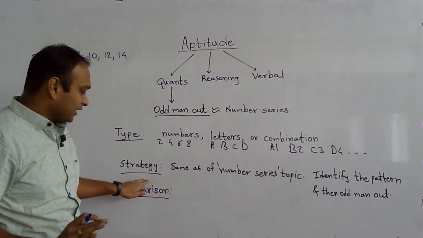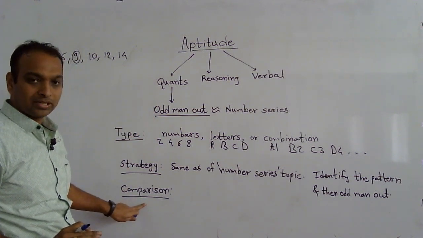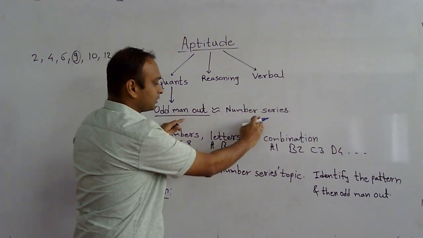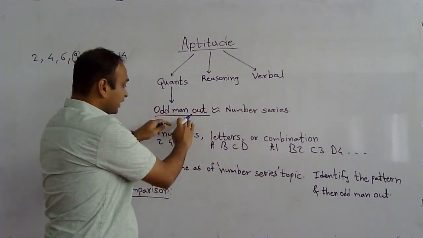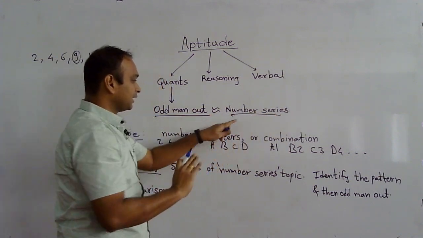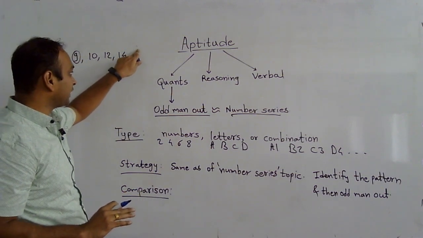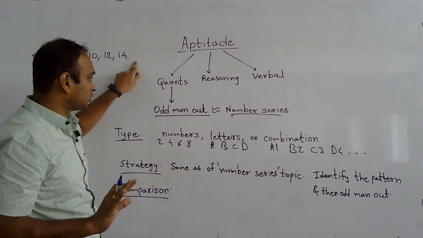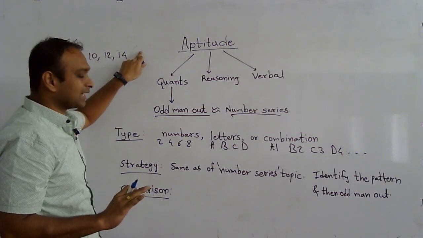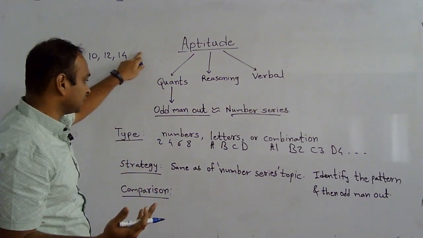Now, the main part is strategy: how you can deal with this topic. If we compare the odd man out topic with the number series topic, odd man out is slightly more difficult. In number series, the series is already given and we have to find the next number. We know the logic, so we can easily find the next number.